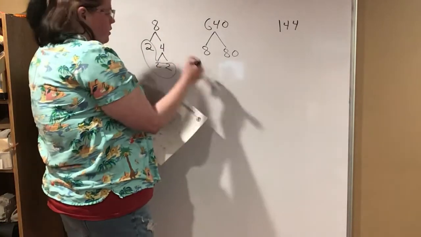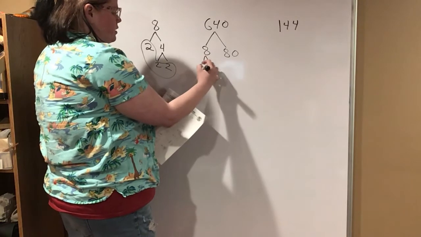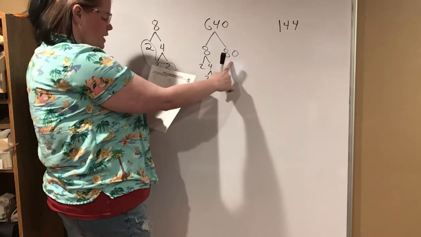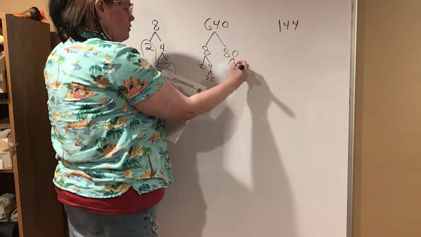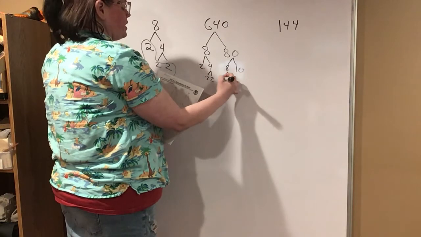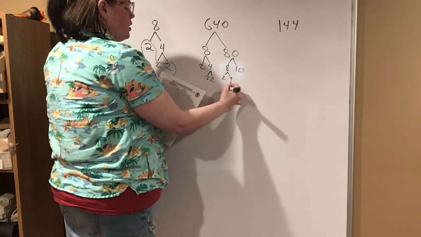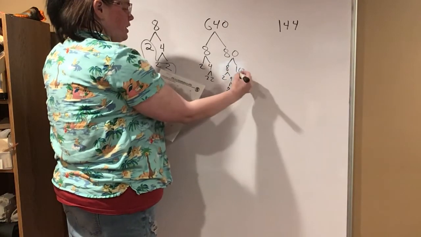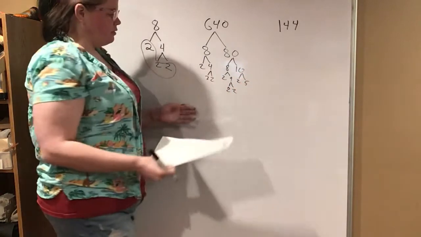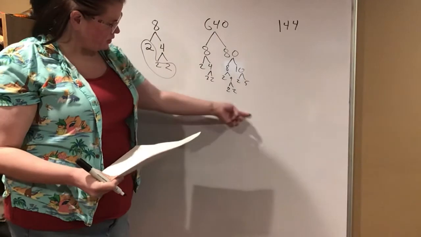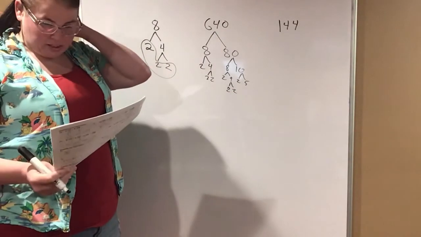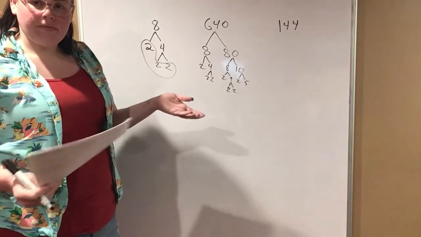So, we already know that 8 breaks down into 2 and 4 and 2 and 2. With this 80, let's break it down. Well, it goes down to 8 and 10. And we know that 8 also breaks down to 2 and 4 and 2 and 2. And the 10 breaks down to 2 and 5. So now this has been broken down into all of its prime numbers. Because that's our goal. Break it down into prime numbers.